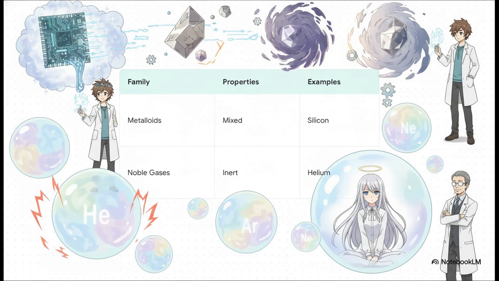The weirdos are the metalloids, like silicon and arsenic. These guys seriously can't make up their minds. They show properties of both metals and nonmetals, which actually makes them incredibly useful for things like computer chips.